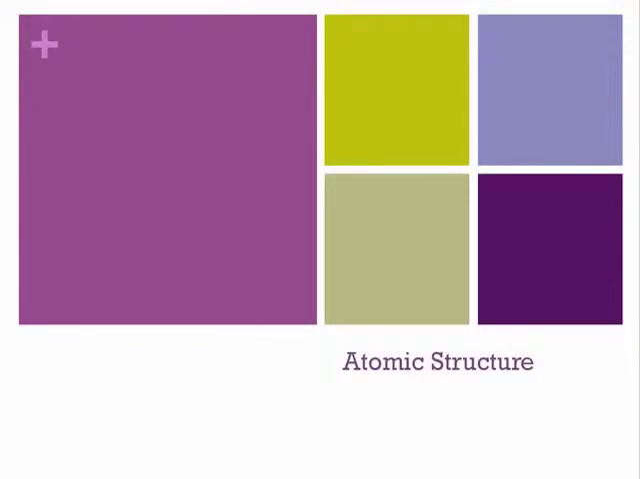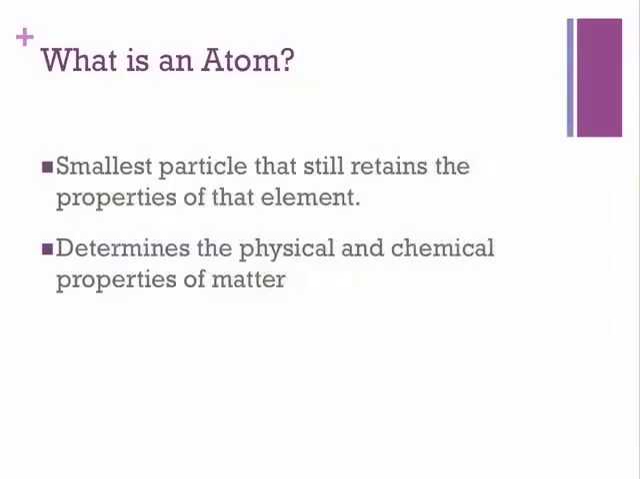Let's talk about atomic structure. First, we should talk about what an atom is. An atom is the smallest particle that still retains the properties of that element. So an atom of gold is still shiny, and it still conducts electricity, and it still has all the properties of gold. In fact, these atoms determine the physical and chemical properties of that substance. So the way the parts of the atom are put together determines everything.